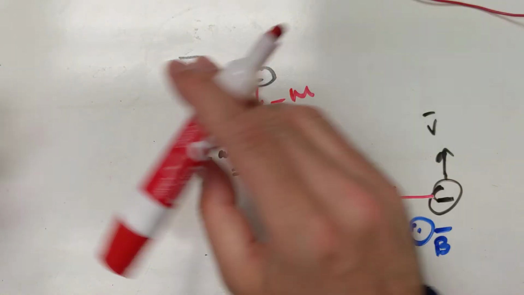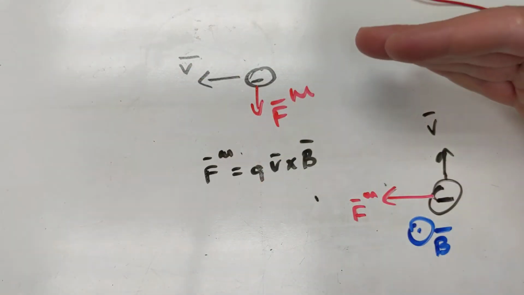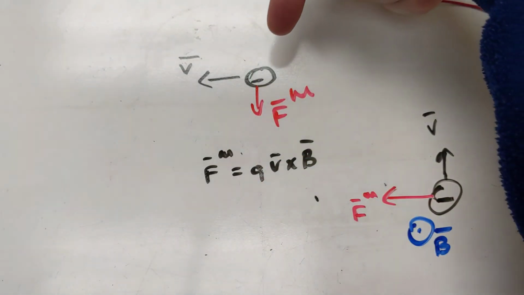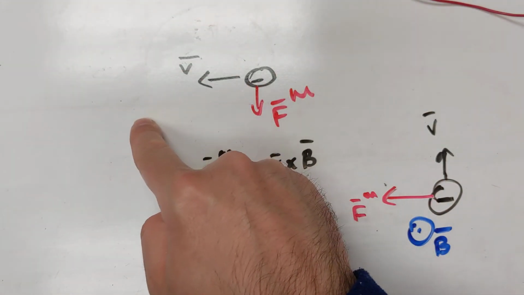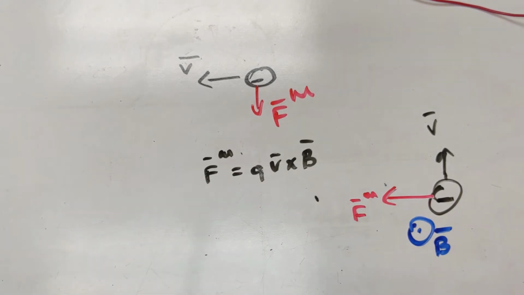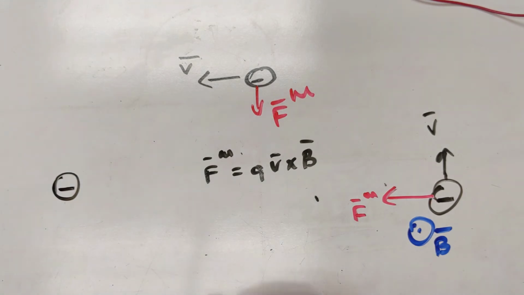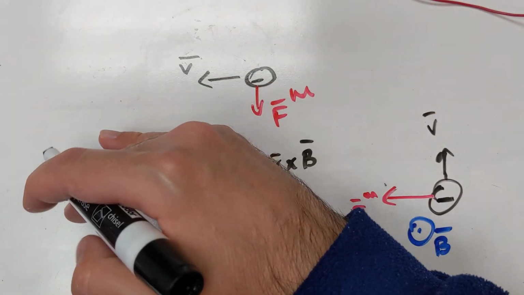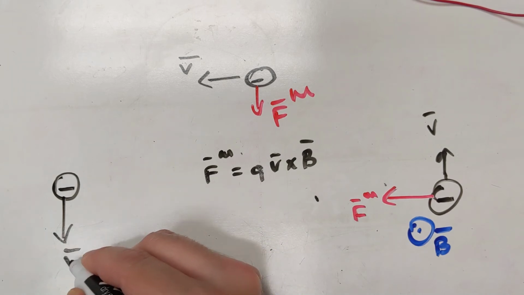Now, let's think about what's going to happen. Let's predict where the electron will go. If it is moving this way and the magnetic force is going to push it that way, I predict that it's going to start curving this way. So the electron is going to end up here. Now, because it's going to be moving that way, the direction of velocity is going to point down.